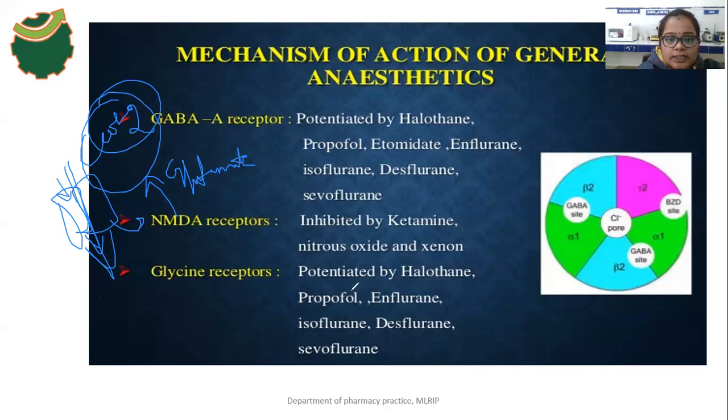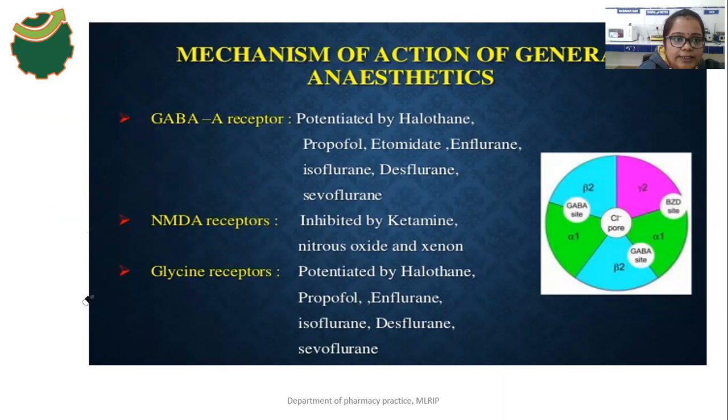Here, halothane, propofol, enflurane, isoflurane, desflurane and sevoflurane, these inhalation anesthetics, potentiate the activity of glycine receptors. Potentiate the activity of which receptors? Glycine. What is glycine? Glycine is an inhibitory neurotransmitter.